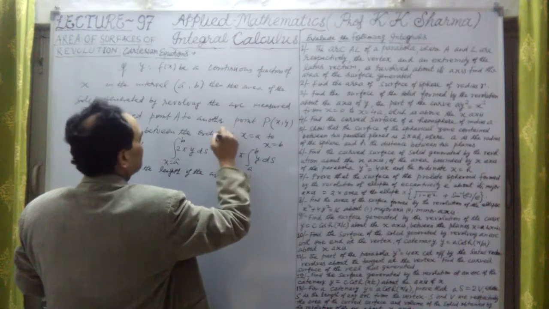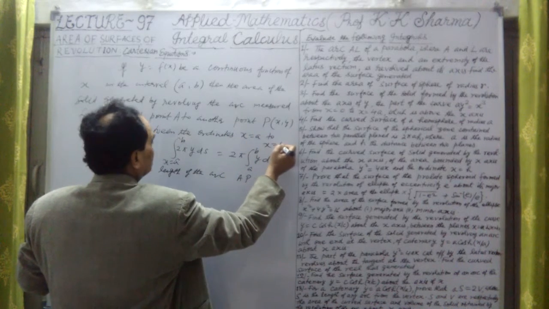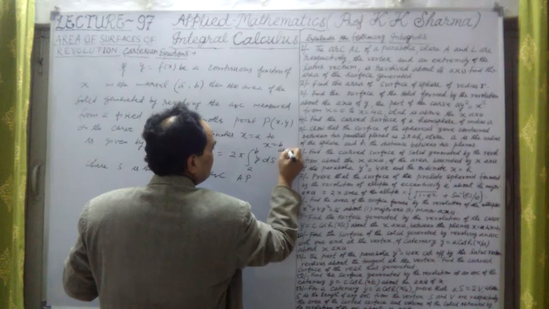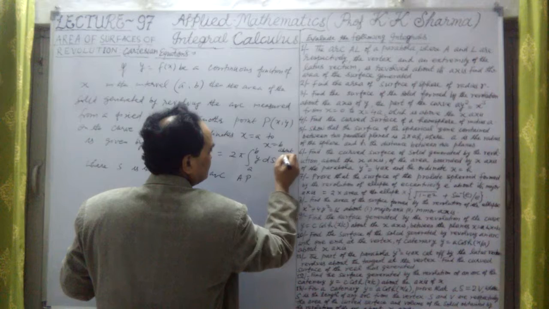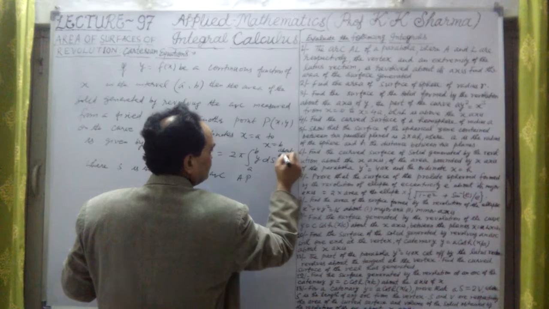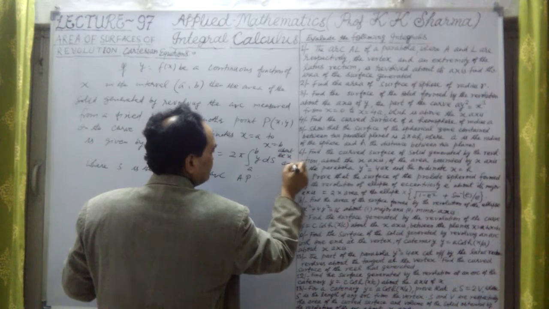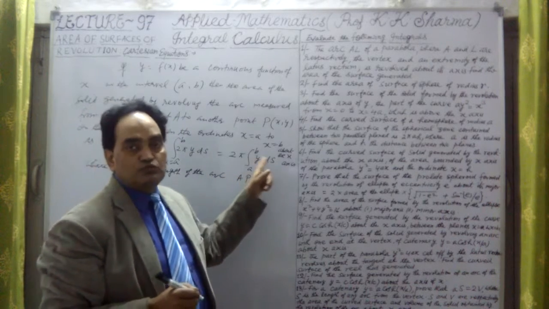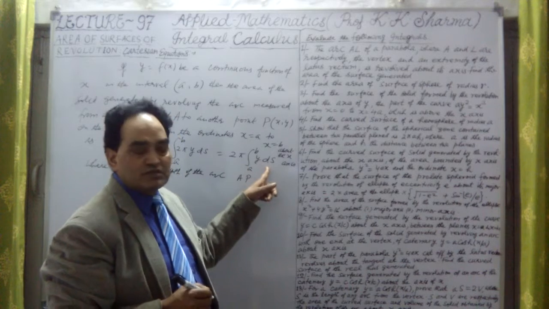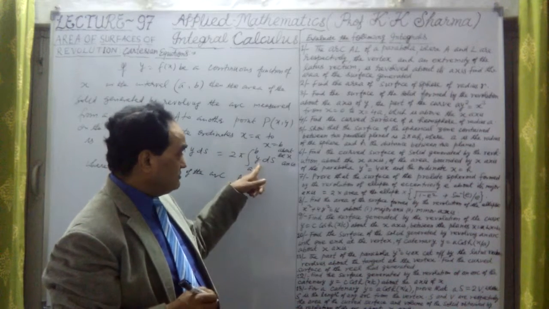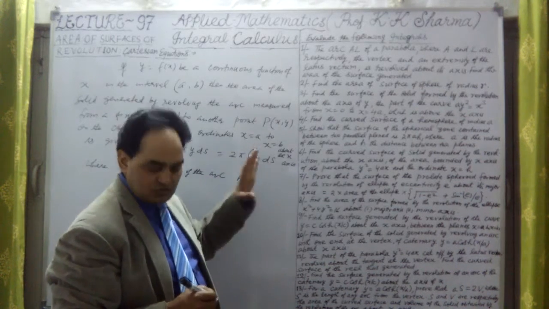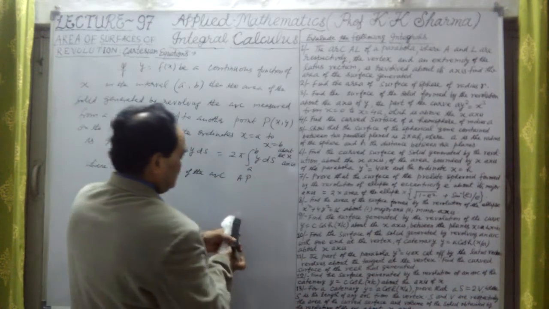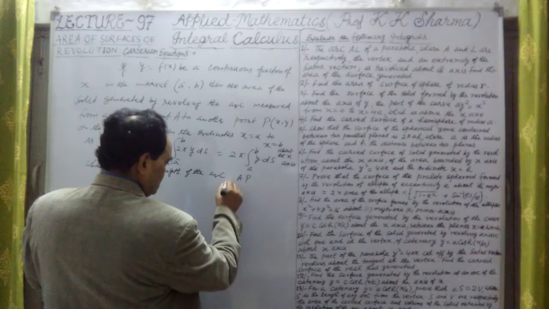We have to write here, on the curve between the ordinates, about the x-axis. This is revolved about the x-axis, then it is 2 pi y ds. If it is about the y-axis, then it will be 2 pi x ds. So let me now prove how this formula is obtained. Let me take an arc.